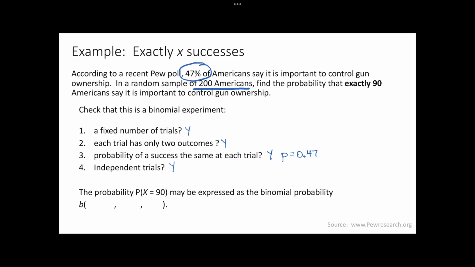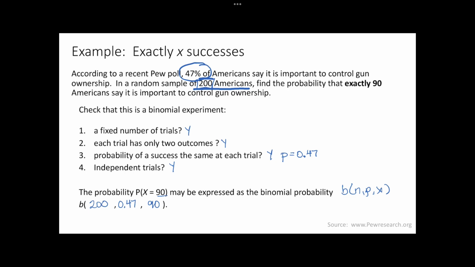So remember, our notation is B(n, p, x). n is the number of trials. There were 200 Americans, so we're going to plug in 200 here. p is the probability of success. Here, success is going to be saying that it's important to control gun ownership, so our probability is 0.47. And then x is, in this case, 90.